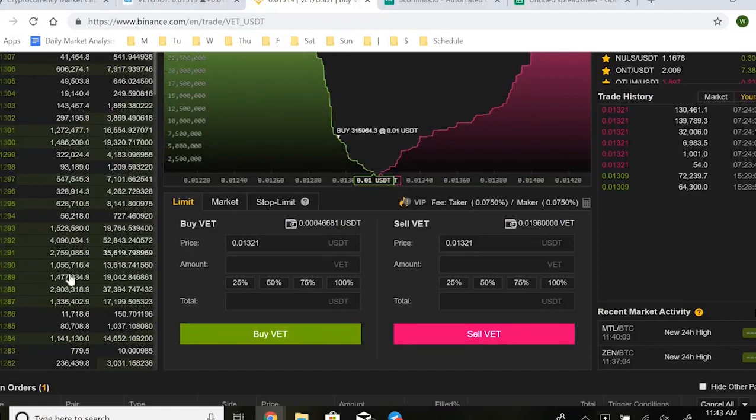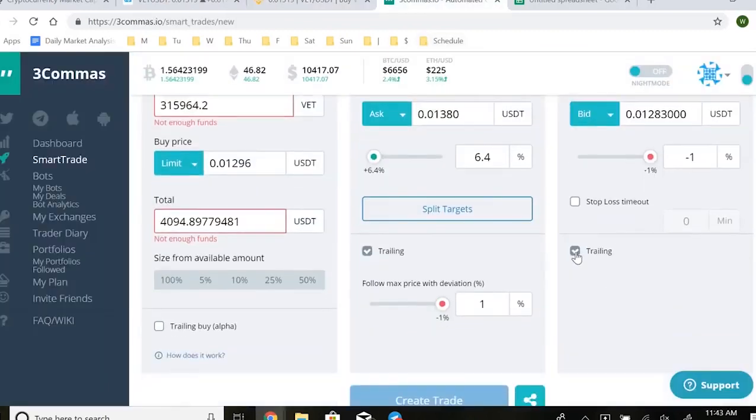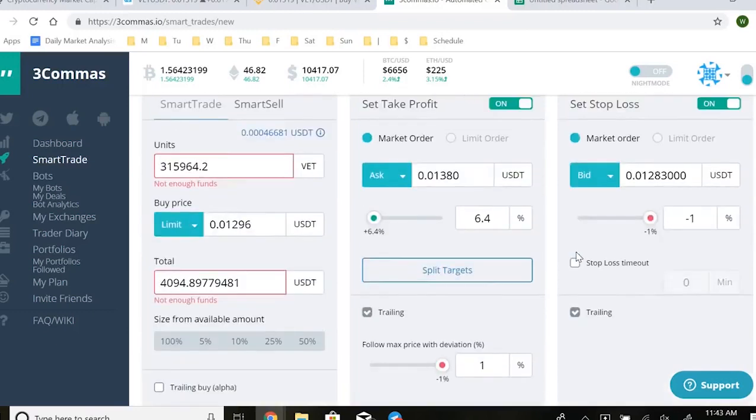1283 would actually be down here under all these buy orders, which is great. So I have that set, and then I'm actually going to select trailing stop loss. This is something you cannot do with Binance, but is really needed, honestly.